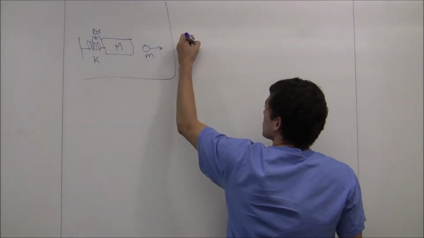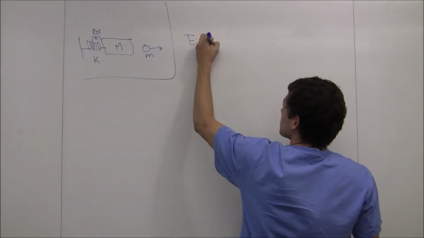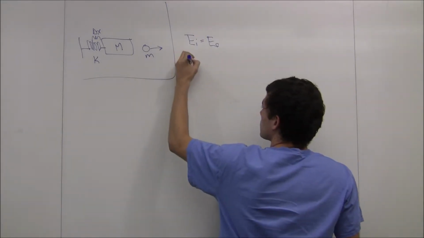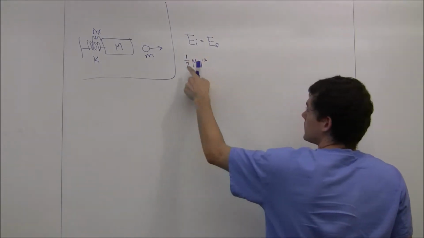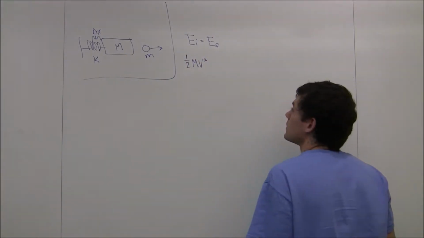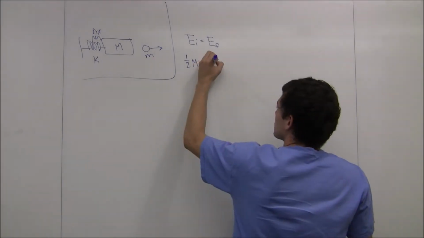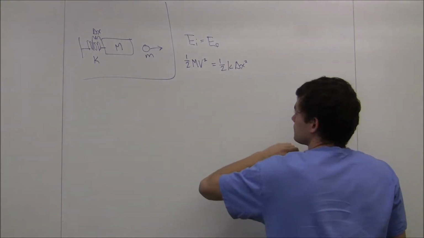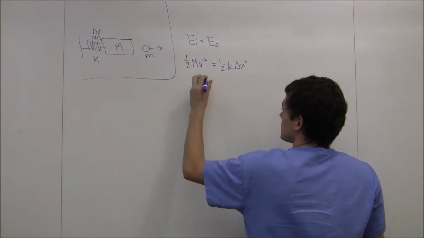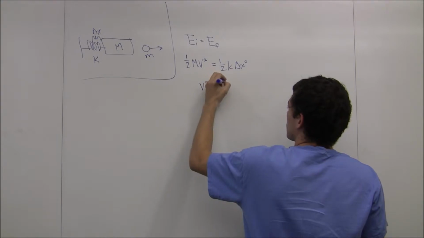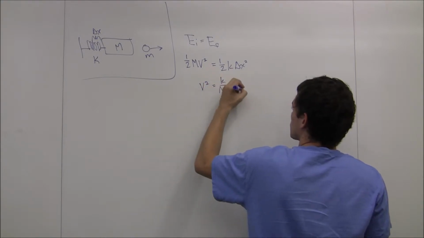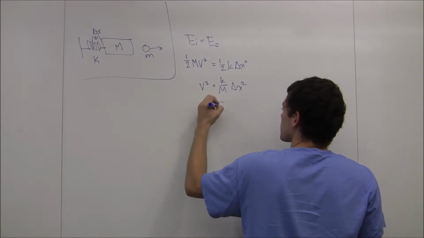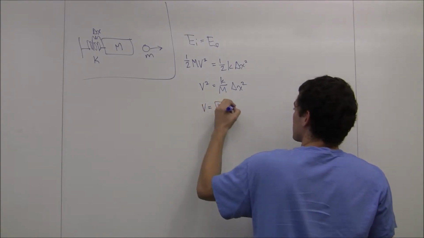So, in order to conserve energy, we take E initial equals E final. E initial is the kinetic energy of the cannon. That's going to be 1 over 2 MV squared. I'm going to use big V to denote the initial velocity of the cannon, is equal to 1 over 2 k delta x squared. So now we're trying to solve for V. We get V squared is equal to k over M times delta x squared. And big V, the speed, is equal to the square root of k over M times delta x.